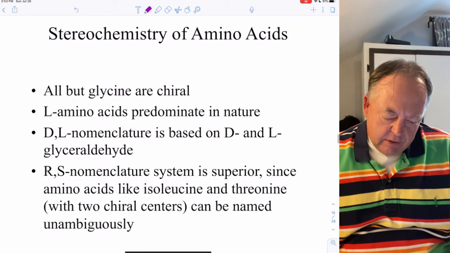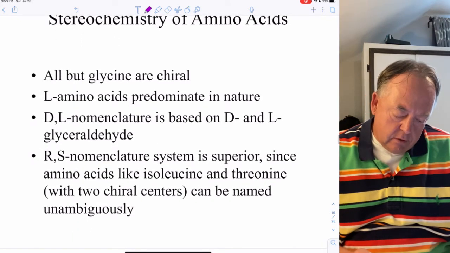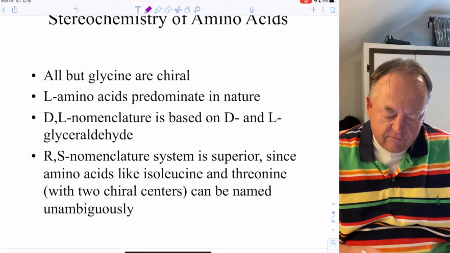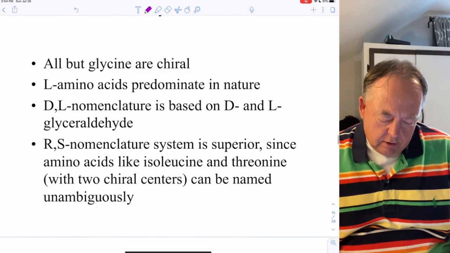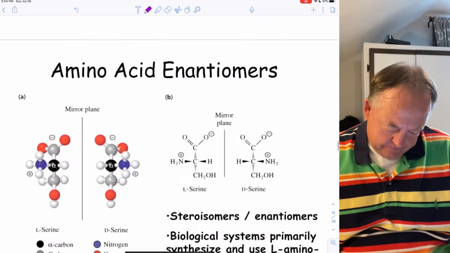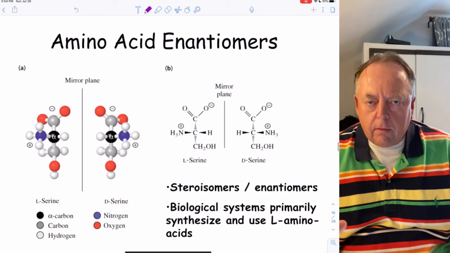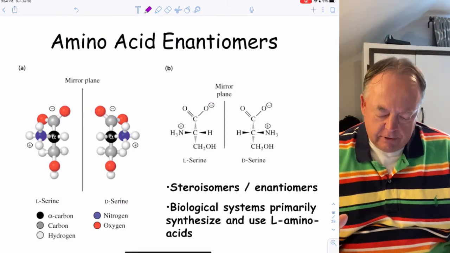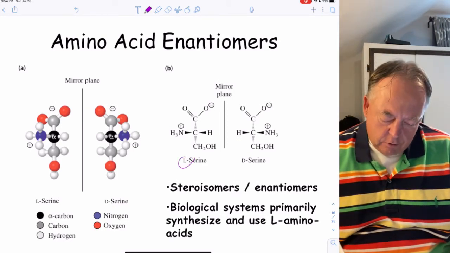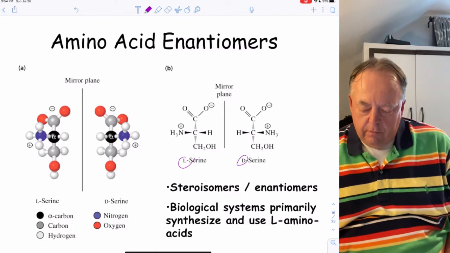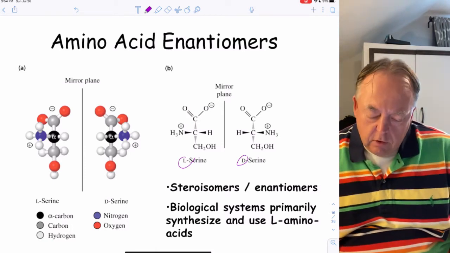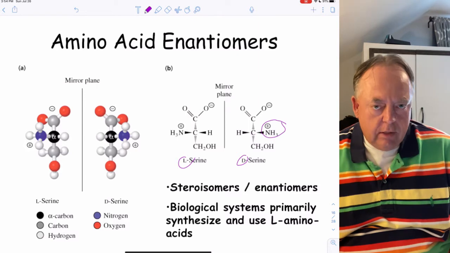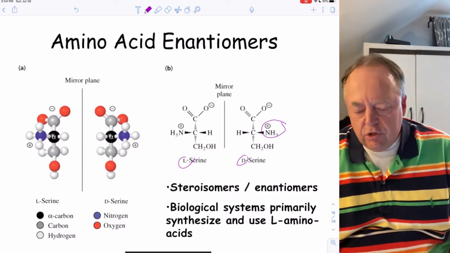Okay, so for stereochemistry of amino acids, all of the 20 common amino acids are chiral except for glycine. And so let's talk a little bit about their chirality. Similar to carbohydrates, amino acids are typically classified as being L or D. If you remember from carbohydrates, it was the OH at the last chiral center, and if it was on the right, it was a D sugar.